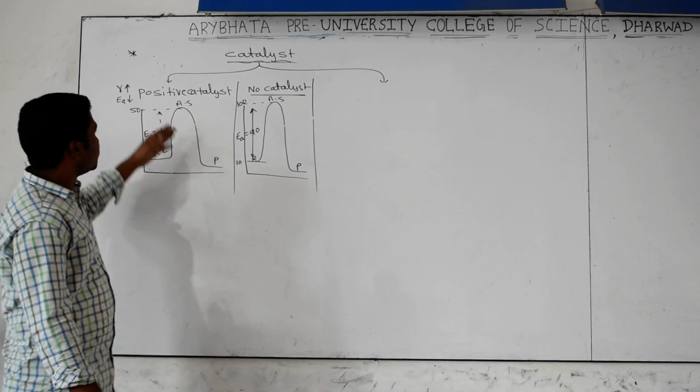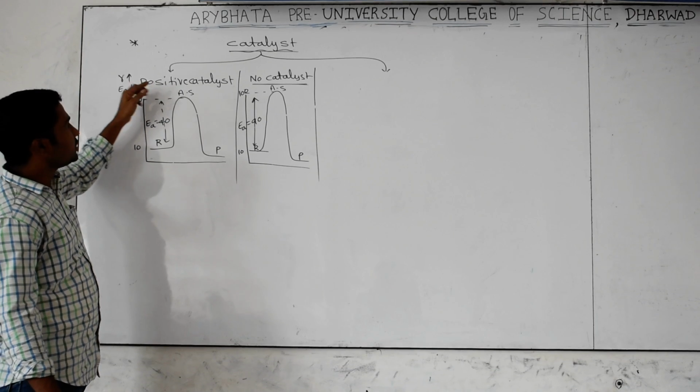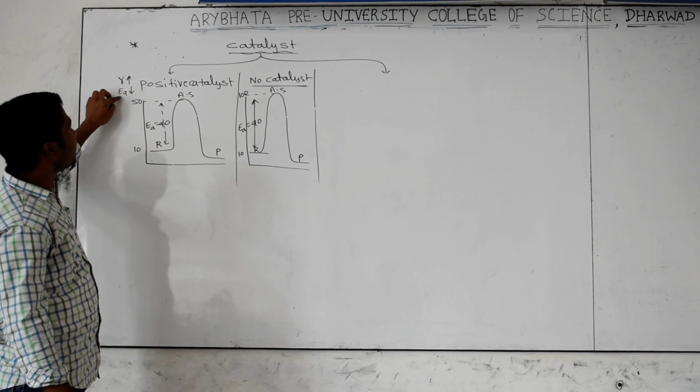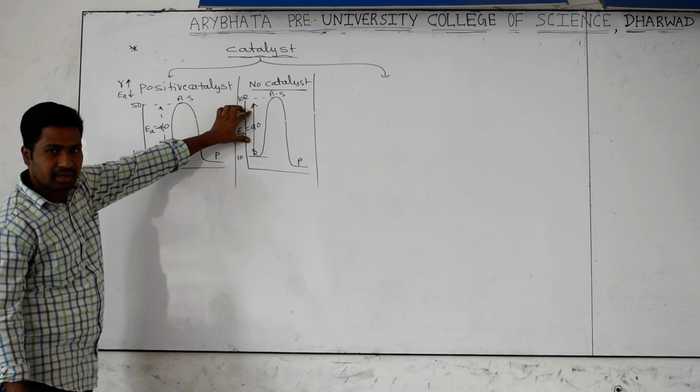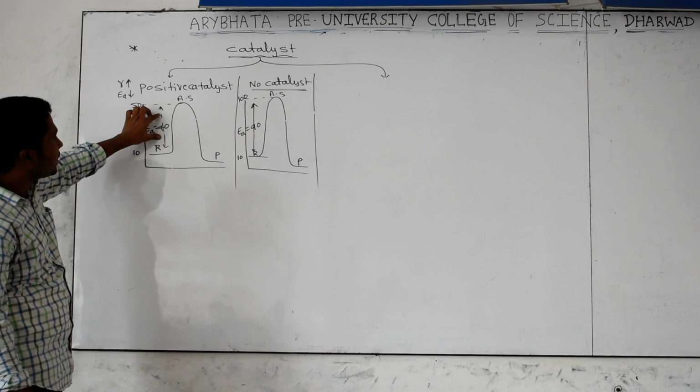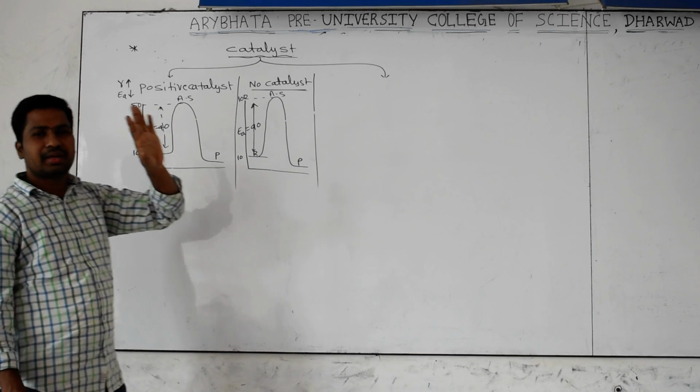We will see about positive catalyst. A positive catalyst means it will increase the rate of reaction by decreasing activation energy. Without catalyst, activation energy is 90, but with positive catalyst, activation energy is 40. Very simply we can understand.